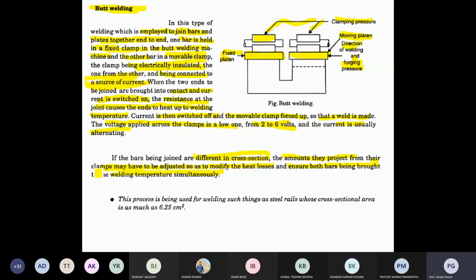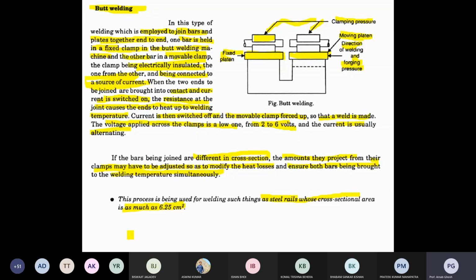Okay, I think all of you are able to understand. This process is being used for the welding of steel rails. What are the most important things? Steel rails whose cross-section area is as much as 6.25 centimeter square. Steel rail means what you can see when you are traveling in the train.